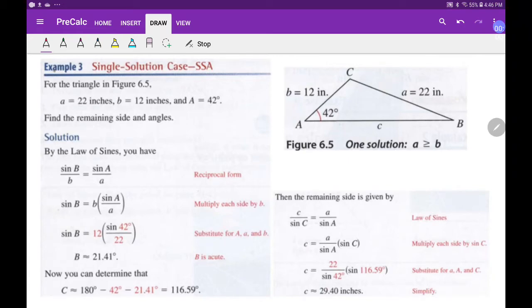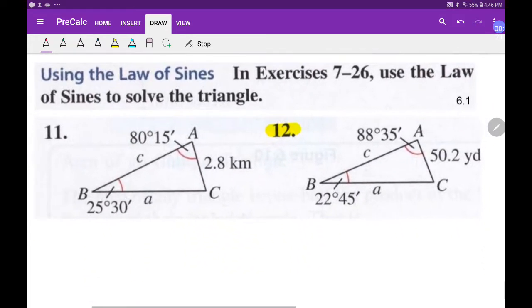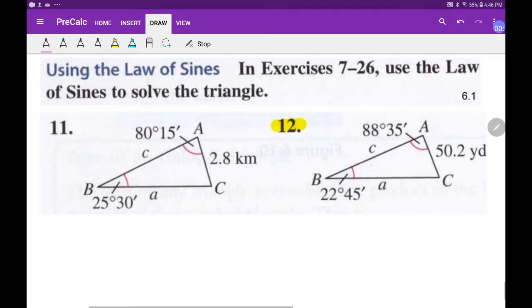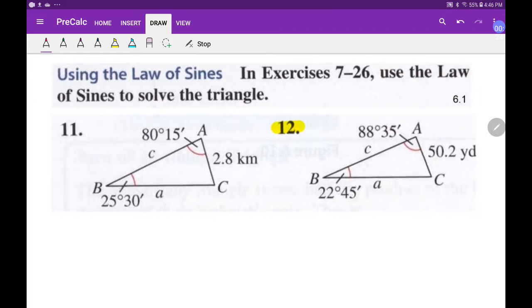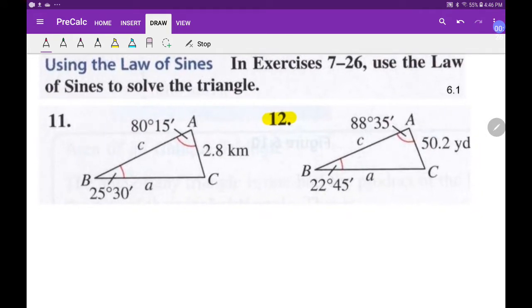If single solution case SSA sounds a little ominous, it's meant to. There are coming situations where it's not single. But in the meantime, this is exactly like the ones we've been doing, so we're going to just go ahead and do it. You can study that. It's the same kind of idea as we've done. The law of sines, which I think is a little easier than the law of cosines.